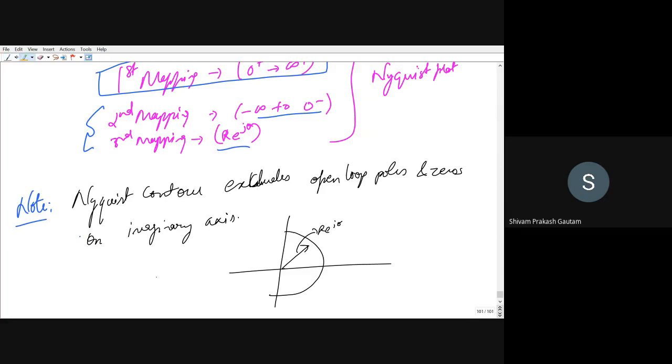Then this excludes open loop poles. If there are some poles on the imaginary axis, the Nyquist contour will not consider them, because the Nyquist contour only covers open loop poles and zeros on the right hand side. If there are poles and zeros on the imaginary axis, they will not be a part of your Nyquist contour. So again, the Nyquist contour excludes open loop poles and zeros on the imaginary axis. Though it may look like they are on the imaginary axis, they are at some distance, right? You have to exclude the open loop poles and zeros on the imaginary axis.